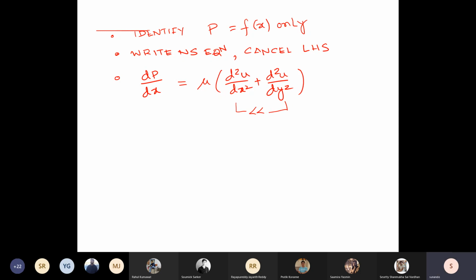And what's the basis of your statement? Because the gap is very small compared to the length of the plate. So of course u varies strongly with y in comparison to x. Therefore I drop this term and I simply have dp/dx equal to mu times d2u/dy2.